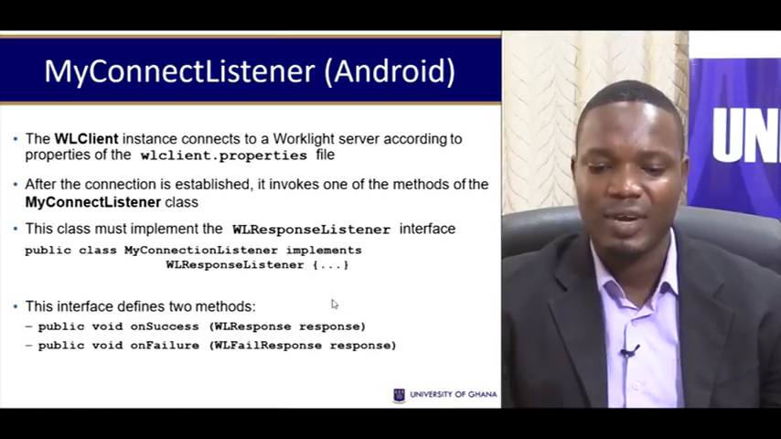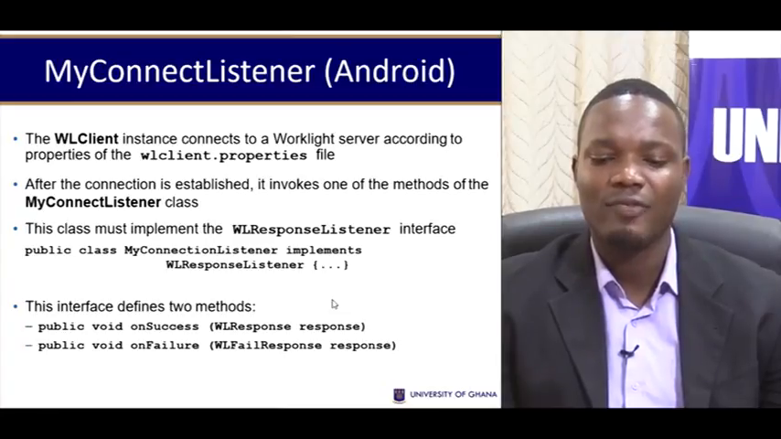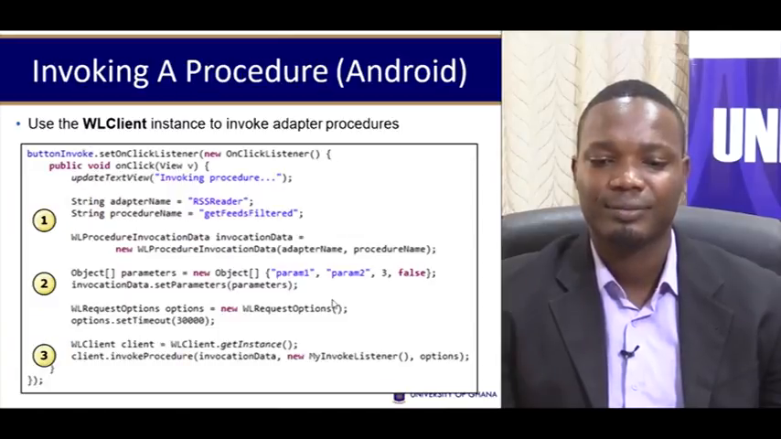The interface defines 2 methods, onSuccess and onFailure. So this is going to help us when we talk to our server. The onSuccess is going to give us the response, we can process that, and then onFailure will give us the failure response, we can process that also.